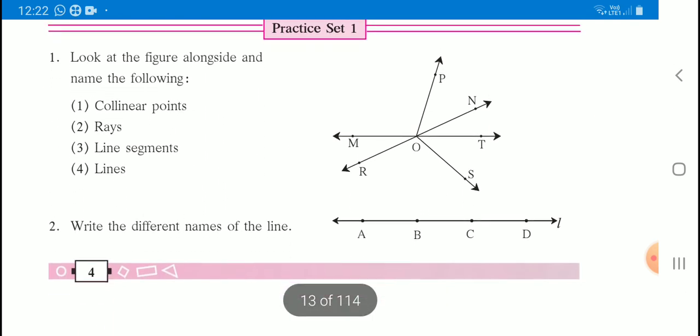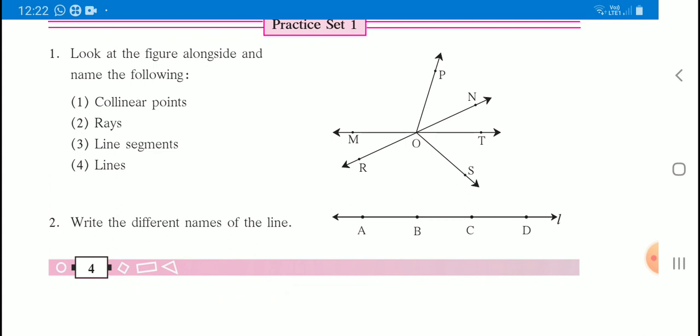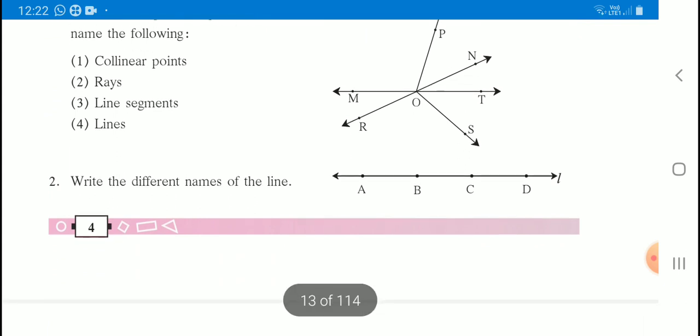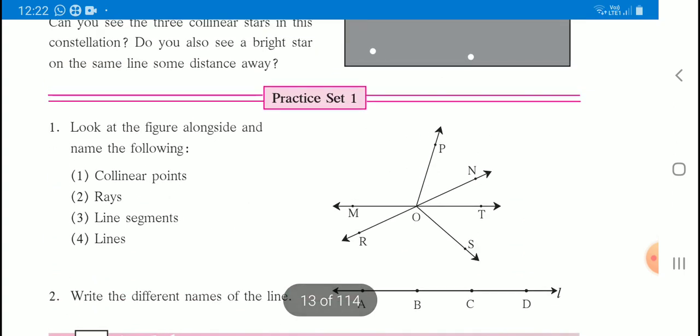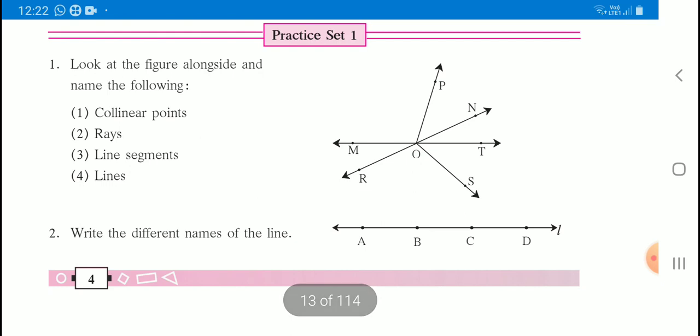Now, by this topic, you can write the answers from practice set 1. So, for homework, solve the exercise.